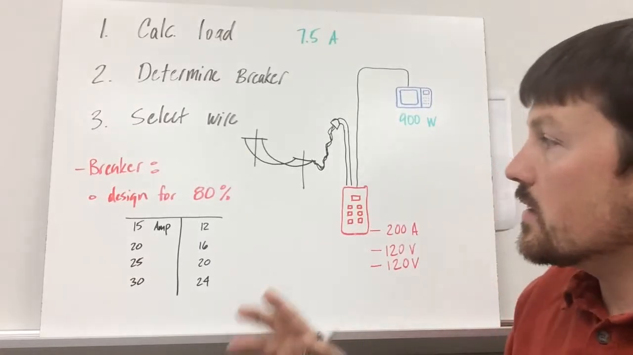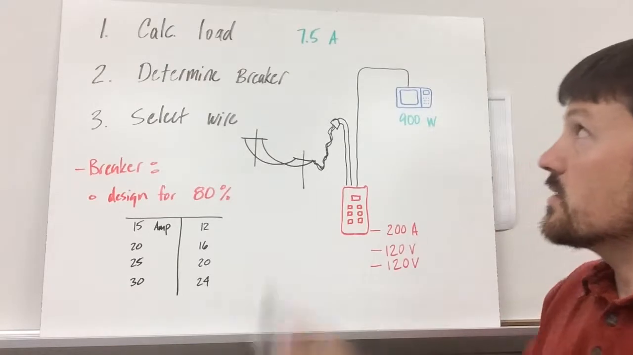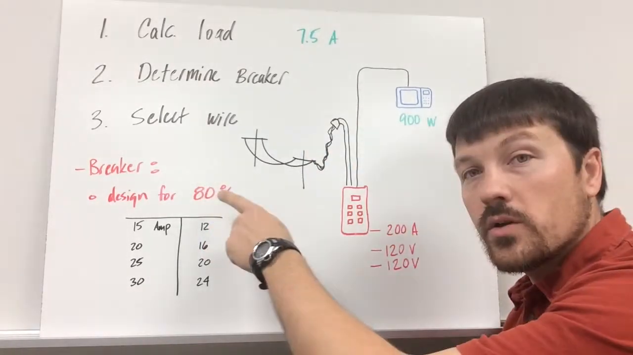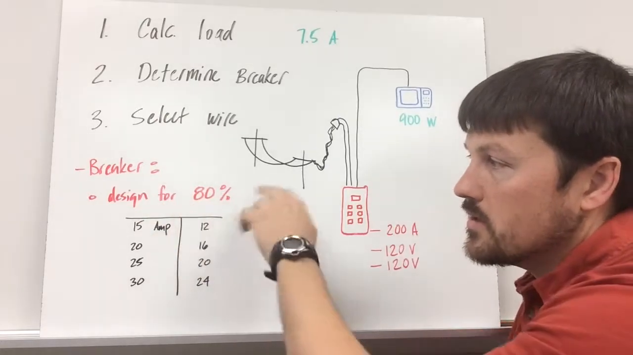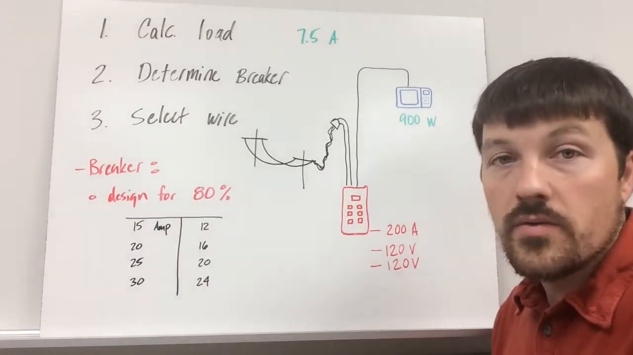Okay, so we've calculated how much amp draw this microwave is going to have. It's going to have 7.5 amps. So one thing you need to be aware of when you're selecting your breaker, you need to design that circuit to only handle 80% of that load.